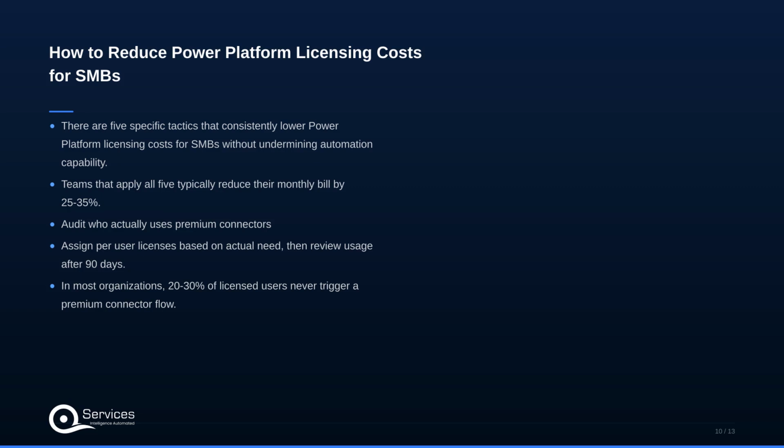1. Audit who actually uses premium connectors. Assign per user licenses based on actual need, then review usage after 90 days. In most organizations, 20 to 30% of licensed users never trigger a premium connector flow. Those users can revert to standard M365 access, which costs nothing extra on top of their existing subscription.